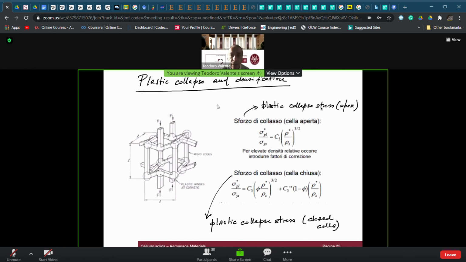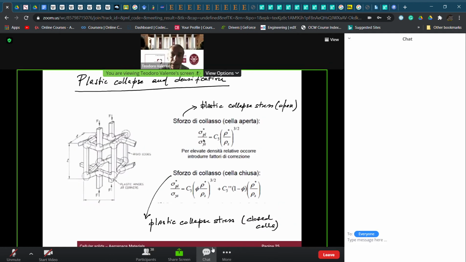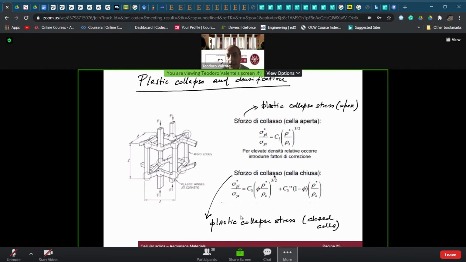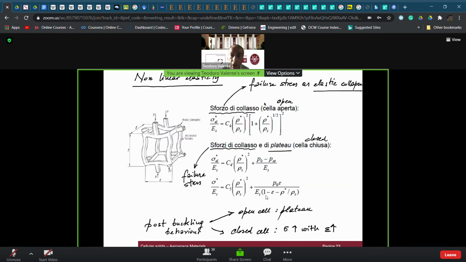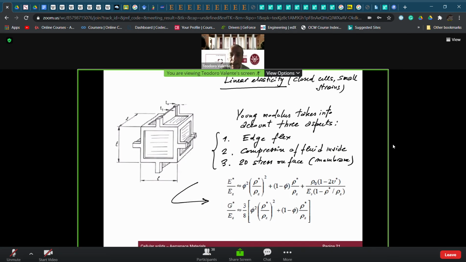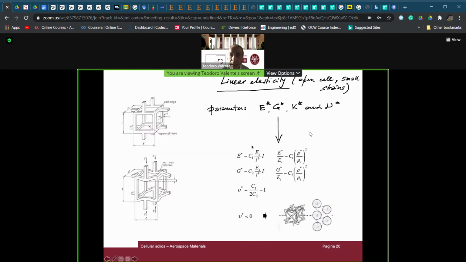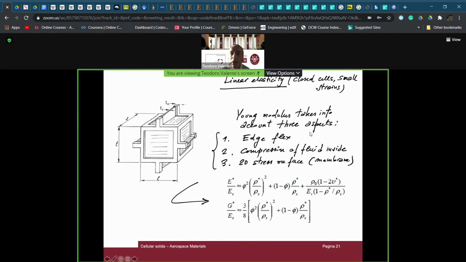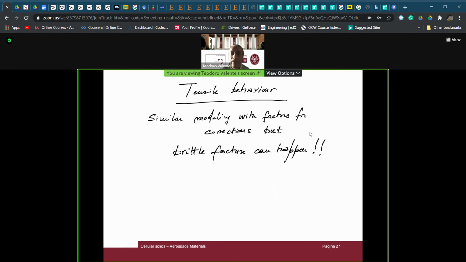the plastic collapse stress in the case we have a base material showing yielding, divided into the case of an open cell or a closed cell, as well as the collapse stress for buckling in the case of an open cell or a closed cell, as well as the values of the Young modulus and the shear modulus in the case of closed or open cells, if we look at the linear elastic response of the cellular solid.